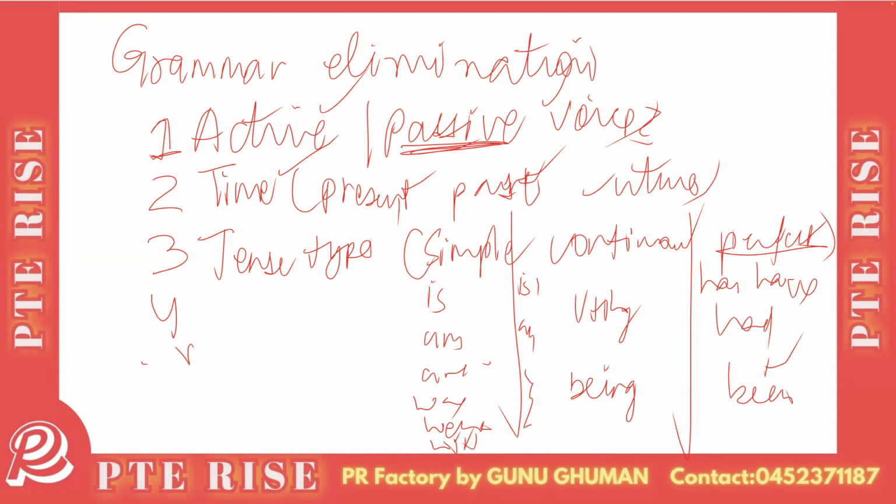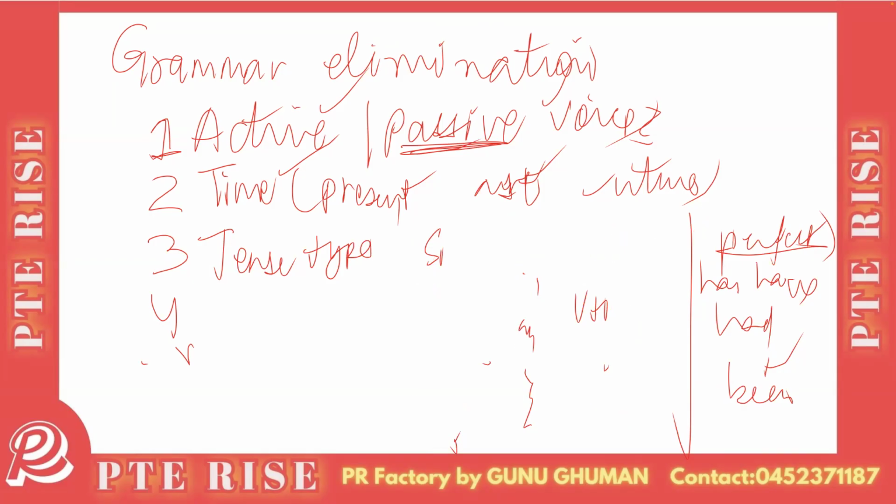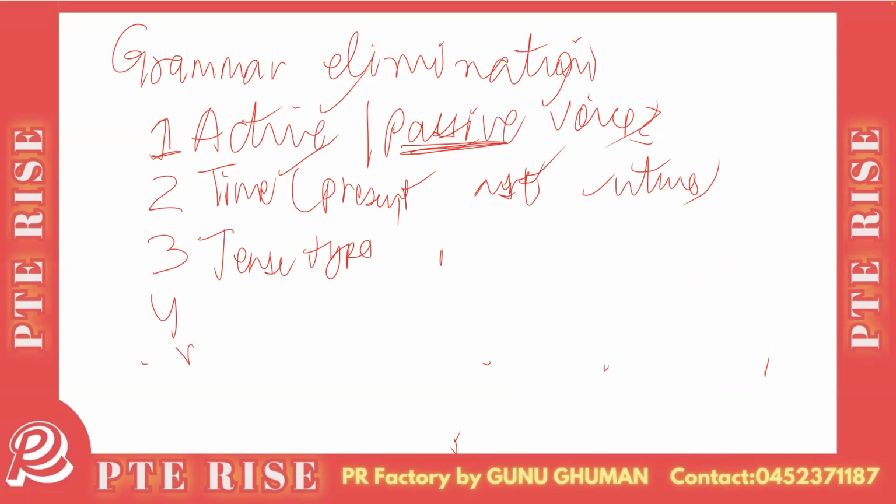Okay. So last but not the least, what are you going to check? Why nobody asked me when you use is, when you use are? What is the difference between is and are? What is the difference between was and were? What is the difference?